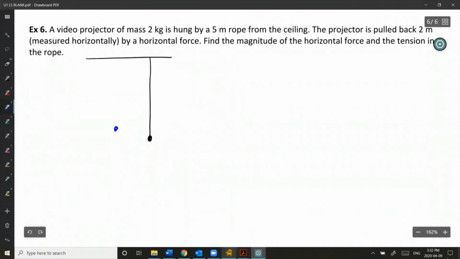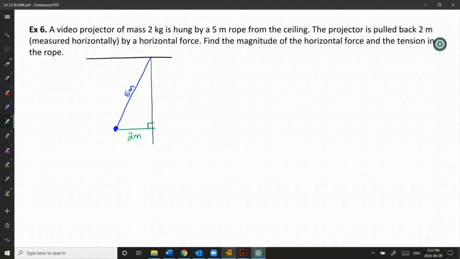And when we pull it back, let's say to here, it's now here. And this is still 5 meters. This is a 5-meter long rope. Now the length of this is kind of irrelevant, but we still do need this vertical line here because I know that this length from here was pulled back 2 meters. And I know that that's a right angle.